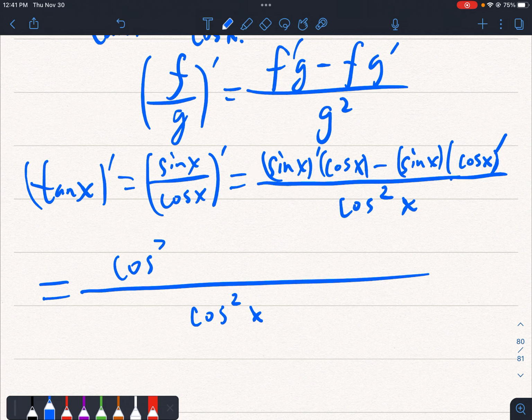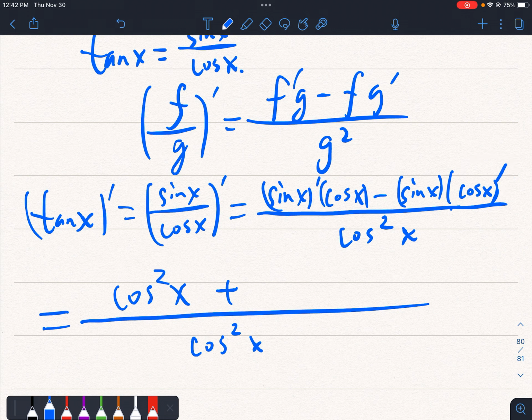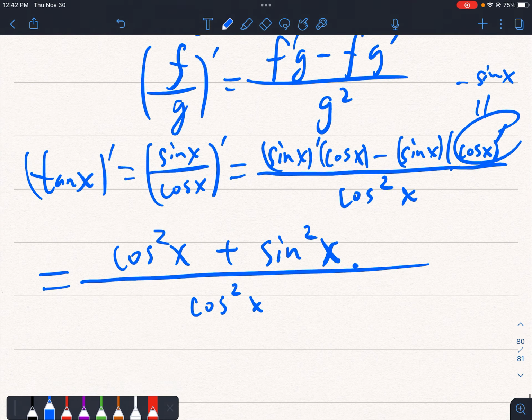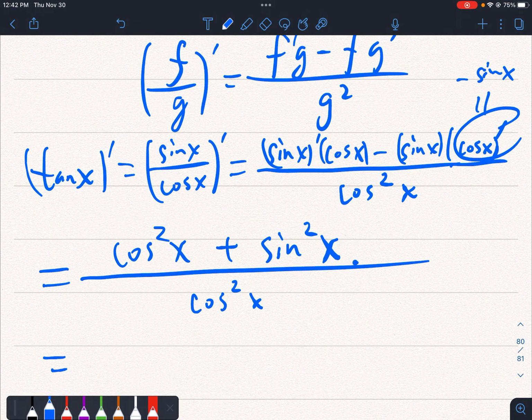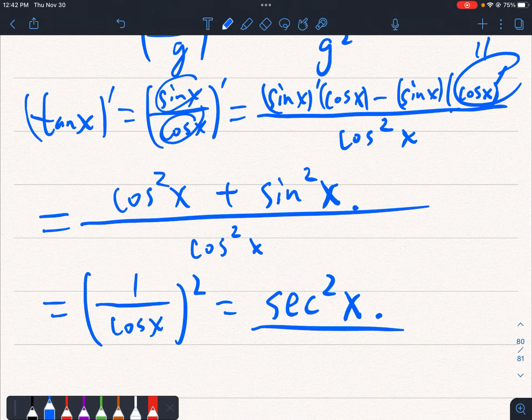And then here, the denominator is simply cos squared x. In the numerator, the derivative of sine is cos, right? So this becomes cos squared x. And then the derivative of cos is minus sine. So together with this minus, it becomes plus sine squared x, right? Because this is minus sine of x, and then you have minus and minus, it becomes plus. And then we know that this is equal to 1, right? So this becomes 1 over cos squared x, and then the reciprocal of cos is secant. So this is secant squared x, and then we're done.